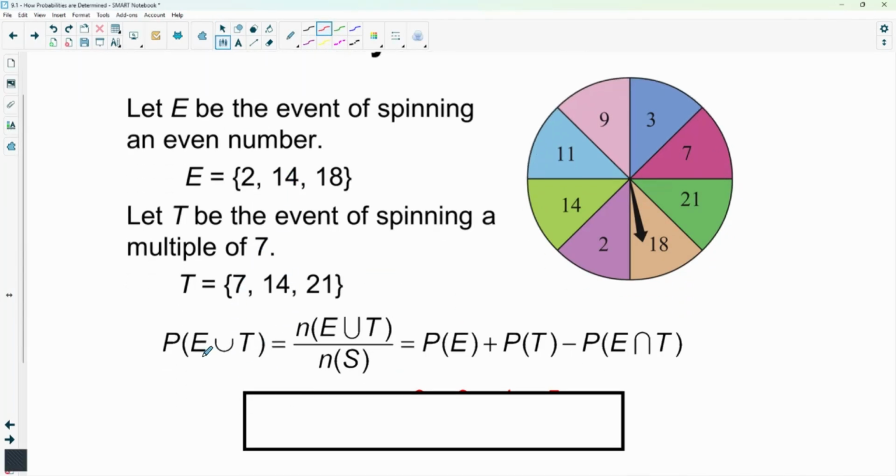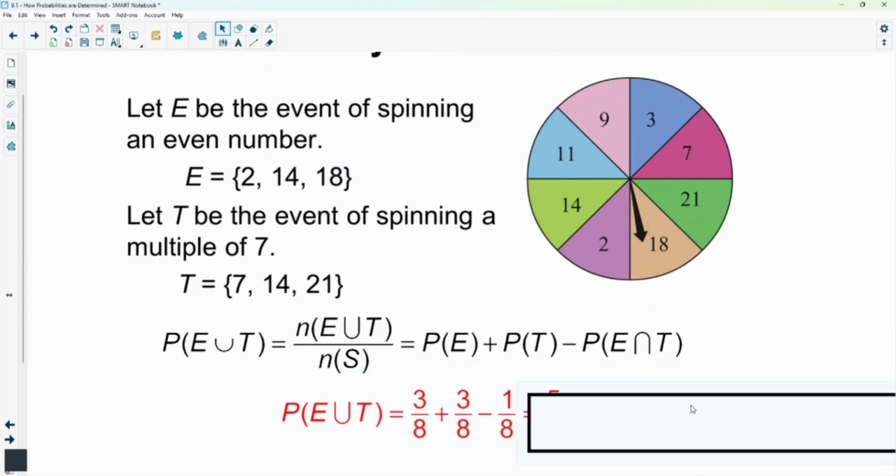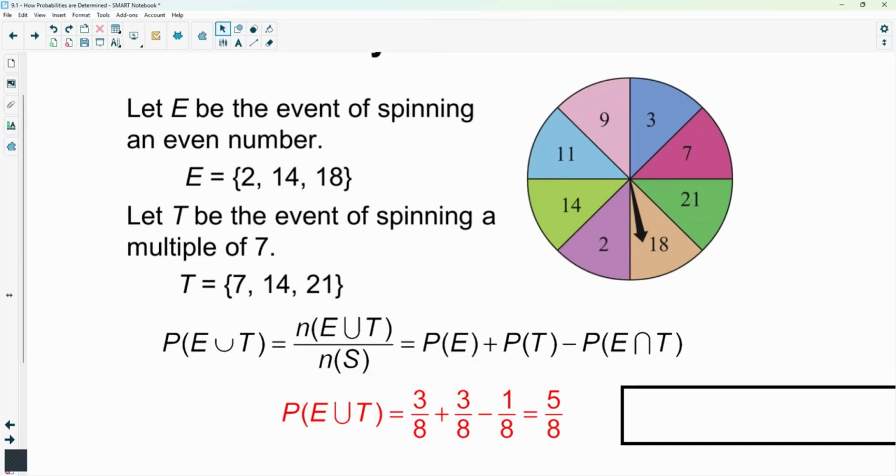So when you're trying to find the probability of the union, you are going to find the probability of event E. You're also going to add the probability of event T, but then you're going to subtract what they have in common. And since they only have 1 element in common, you subtract the probability of that 1 element. Since it's only 14, it will be 1/8, 1 out of the 8. So we got 3 out of the 8 for the even. We got 3 out of 8 for the multiples of 7, but then we need to subtract whatever they have in common, which is that 14, and that would leave you with 5/8.